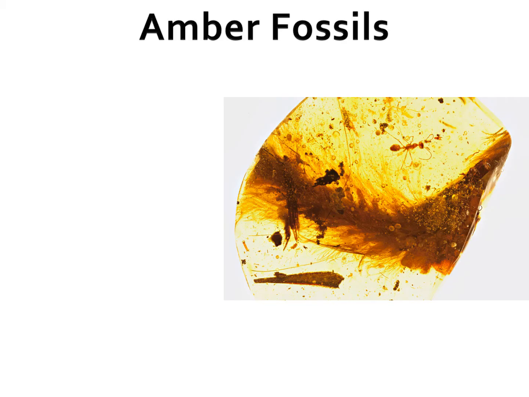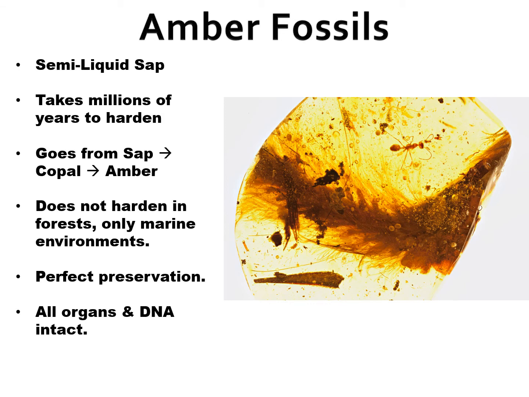When looking at some of our unaltered preservation type fossils, we have these amber fossils. The amber itself is a semi-liquid sap that takes millions of years to harden. In essence, it goes through three stages. It starts out as sap coming from the tree. Then as it begins to harden into a semi-hard substance, it turns into a substance called copal. And then once it is introduced to water, and this is interesting, I don't know the specific biochemistry behind it, but some chemical reaction occurs in the copal that hardens it even further, and that turns it into amber.